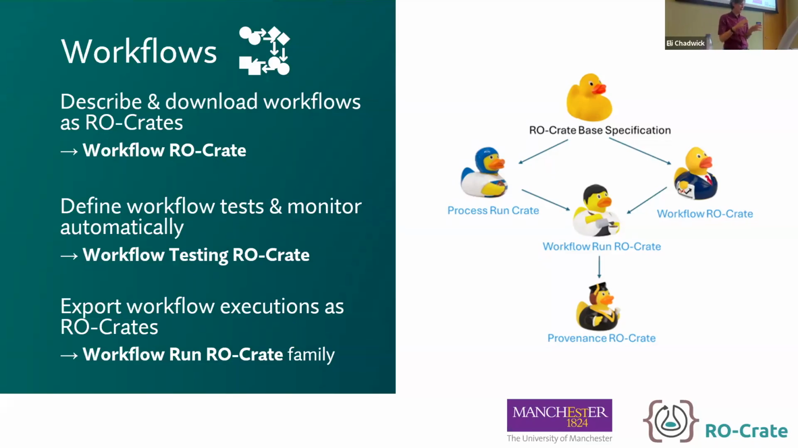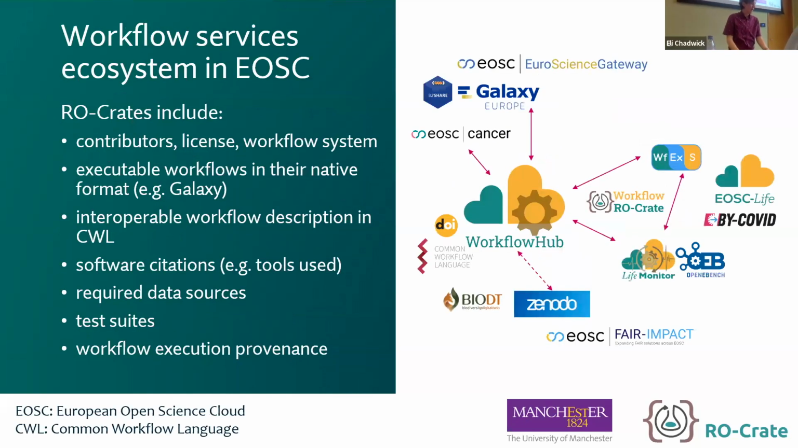So we have this workflow run RO-Crate family of profiles, which have increasingly detailed descriptions of these kinds of processes. And yeah, they all build on each other. The most detailed one is called Provenance RO-Crate, which describes every tool that ran as part of a workflow. And we've incorporated this into a big workflow services ecosystem in EOSC, which is the European Open Science Cloud.